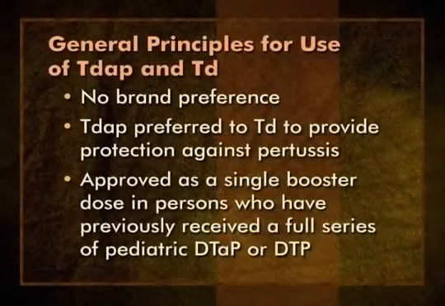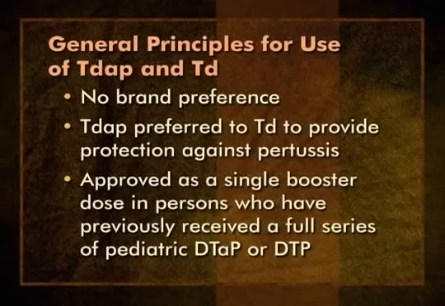ACIP has not stated a preference for one brand of Tdap, although each vaccine should be used within its approved age range. In most situations, Tdap is preferred to TD to provide protection against pertussis. Tdap vaccines are not approved for use as a primary series or for persons who have not completed a full series of DTaP or DTP. Both Tdap vaccines are approved by the Food and Drug Administration as a single booster dose in persons who have previously received a full series of 4 or 5 doses of pediatric DTaP or DTP. Future studies will address the immunogenicity and safety of subsequent booster doses, for example, a 2nd or 3rd dose of Tdap.